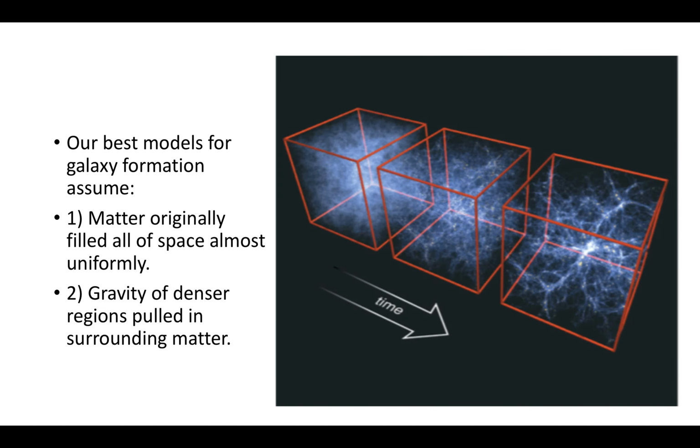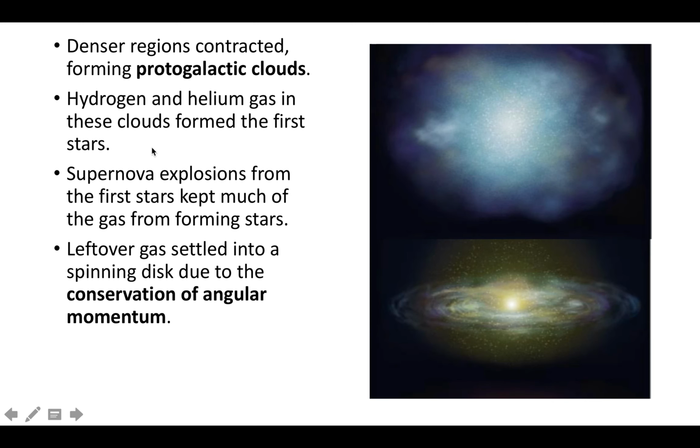But in our best models for galaxy formation, we assume that matter filled all space almost uniformly, so you can kind of see that spread out real nice, and then gravity pulled it towards the center over time, and then we get something called a protogalactic cloud, very similar to our protostar clouds. It's not a true star because fusion hasn't taken place yet. Protogalactic means before it turns into a galaxy. And so we have hydrogen and helium as our first gases in these clouds.